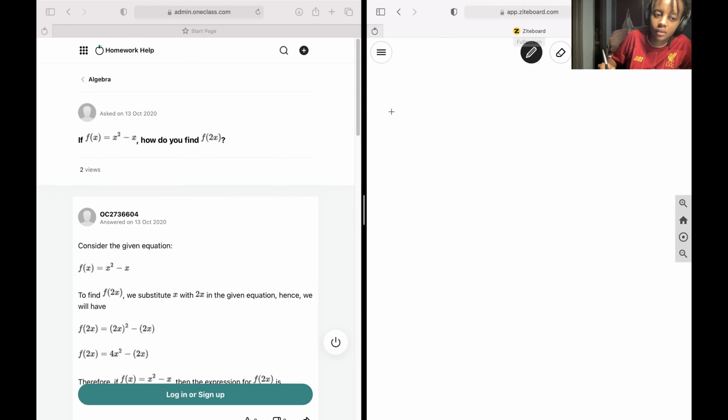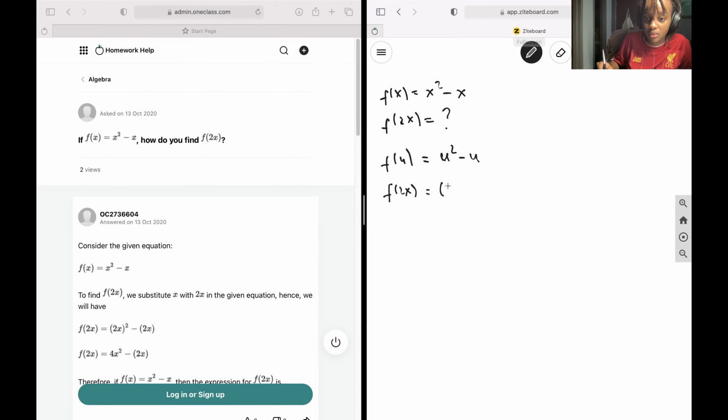Okay, so if f of x is equal to x squared minus x, f of 2x is equal to question mark, and we know that whatever we put in the brackets, we just replace x with. So if you wanted f of u, that would be u squared minus u, which means that f of 2x is equal to 2x squared minus 2x. Let's just simplify that to 4x squared minus 2x, and we can simplify that further to 2x into 2x minus 1.